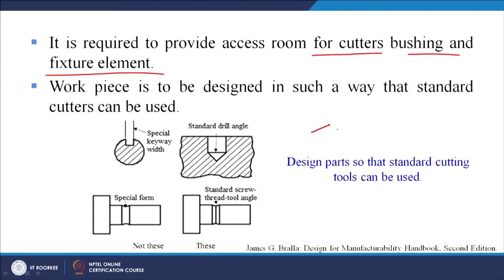So we must design the features in the product in such a way that the required tools are already available. If that information is not available to me, I must check what standard tools are available which can machine different types of features in the product. For example, if keyways are required, I must see what standard tools can be used for producing the keyway, and then the dimensions of the keyway must be decided based upon the standard tools which are available.